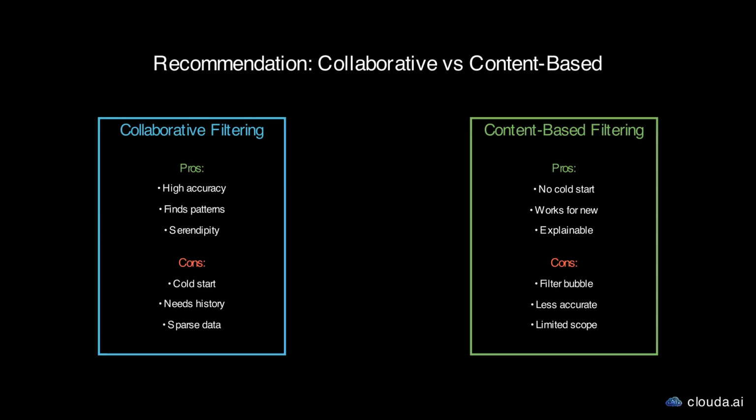Content-based filtering analyzes video attributes like hashtags, audio, and visual features. It works immediately for new users and can explain why it recommended something. But it creates filter bubbles, showing you only similar content, and generally has lower accuracy than collaborative filtering. TikTok's solution? Use both in parallel. Content-based handles new users, while collaborative filtering takes over as we learn your preferences.